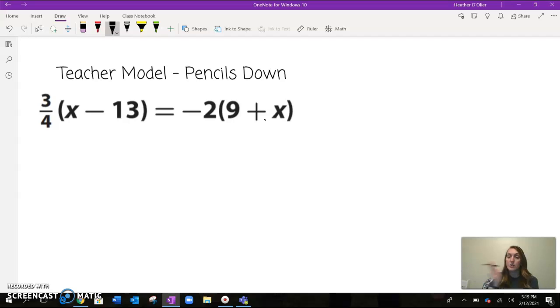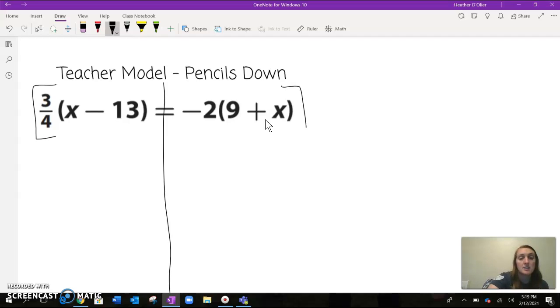If I had another fraction, like let's say 6, I would look for the smallest number that 4 and 6 can go into. So 4, 8, 12, 16, 20, and 6, 12. So then I would multiply the whole thing by 12. But I only have one denominator, so I'm going to multiply by 4. Okay, and I do this to get rid of the fraction, make it go away.